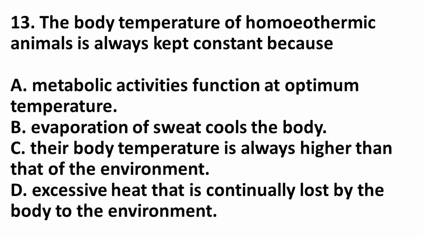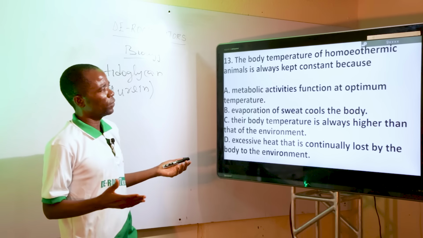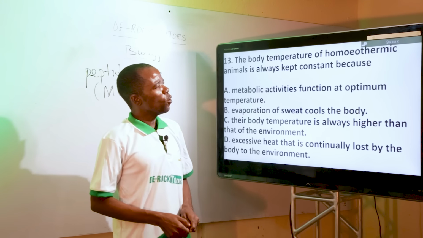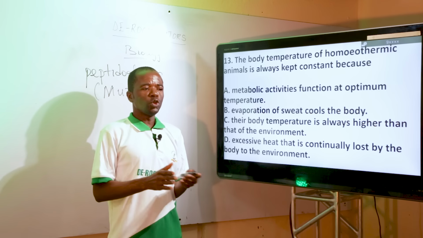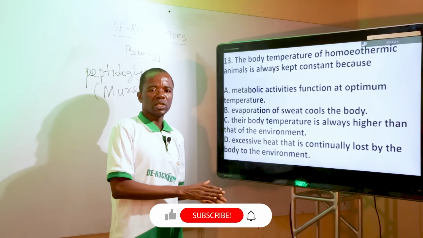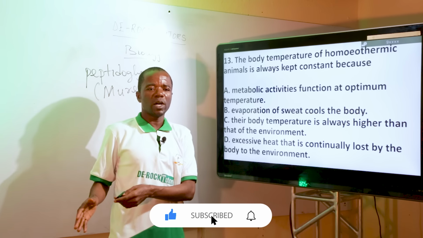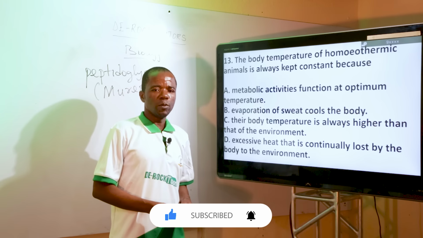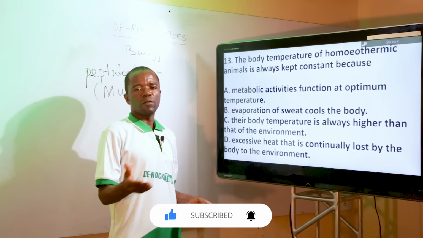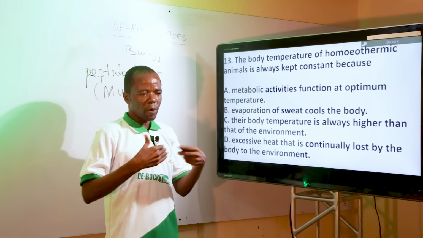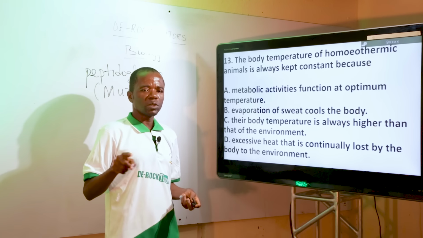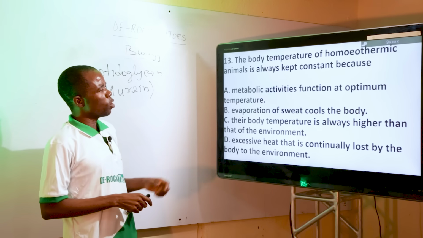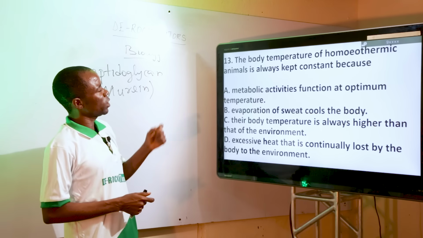The body temperature of homeothermic animals is always kept constant because, first off, what is the meaning of homeothermic? Now, organisms, animals, are classified into two. Those that can regulate their body temperature are called homeothermic animals. Humans, like you and I, are examples of homeothermic animals. Organisms like fish and reptiles, whose body temperature depends on the temperature of their environment, we refer to as poikilothermic animals. So now that we know what a homeothermic animal is, let's look at the question once again.